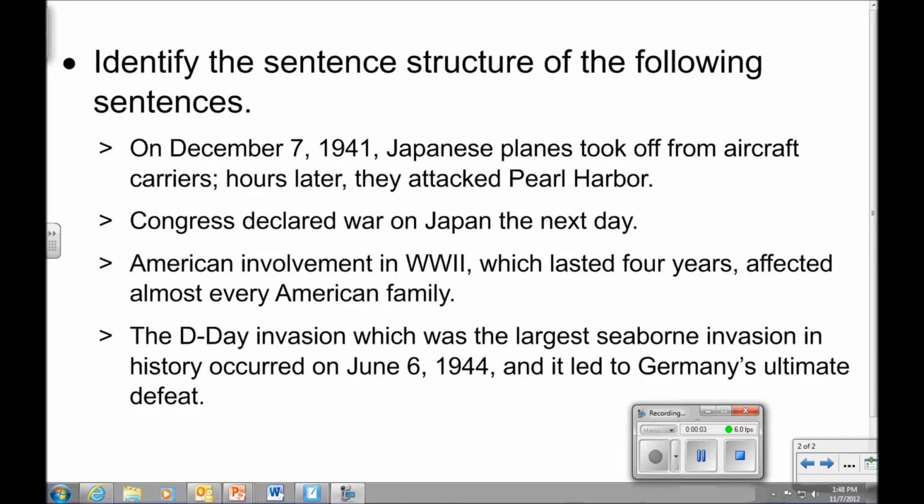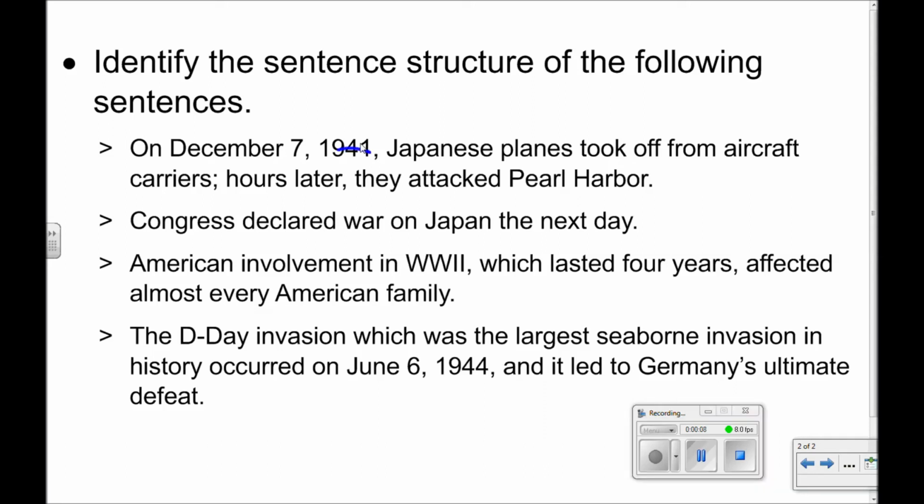For number 1, I see a lot of commas in December 7th, 1941, but that is a prepositional phrase. It can't affect your sentence. I see a semicolon. That makes it compound. Do I see a subordinate clause? No. So number 1 is just compound.